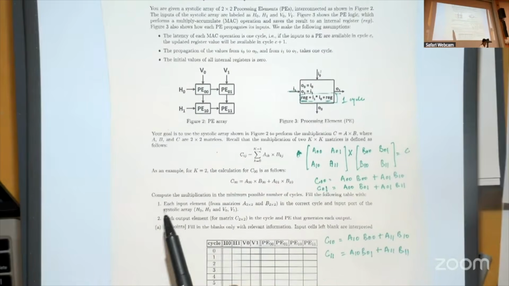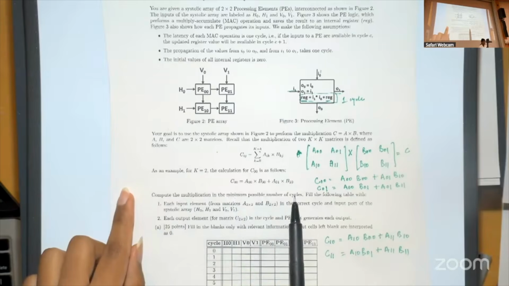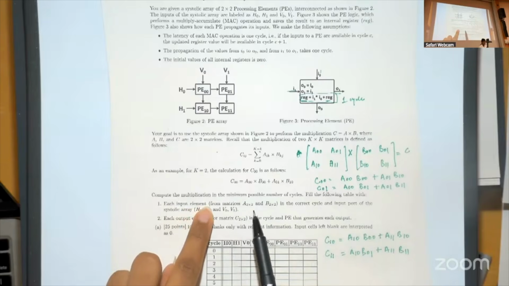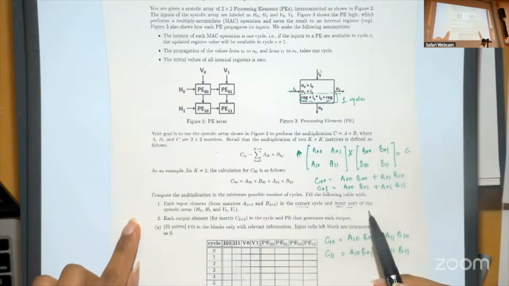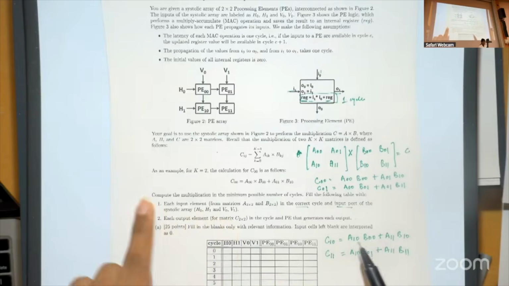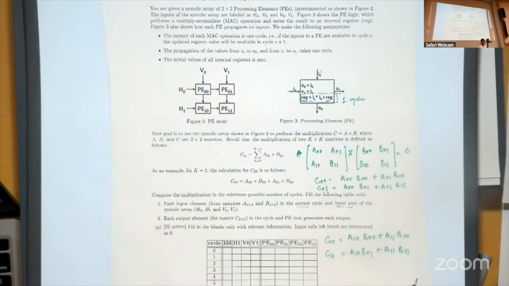Okay. So now we have to compute the multiplication in the minimum possible number of cycles. Fill the following table with each input element from matrix A and B in the correct cycle and input port of the systolic array, and each output element for the matrix C in the cycle and PE that generates each output. So whenever the output is generated, like C00, C01, we have to fill it in here. Part A says we have to fill in the blanks only with relevant information, and input cells left blank would be interpreted as 0.